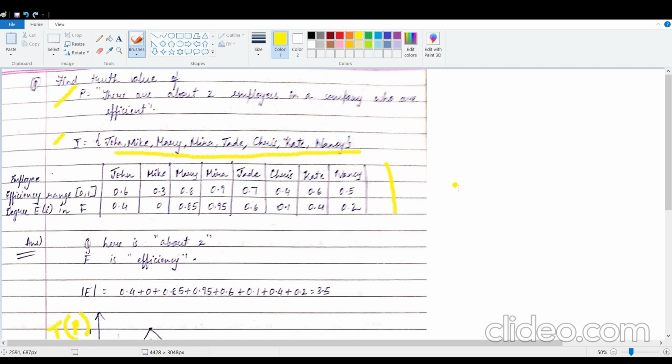The second row indicates the efficiencies of these people in a range of 0 to 1. So these are like absolute values. The third one represents degrees of efficiency in F of these values. So why do I have different values in the third row when I compare them with the second row? What do these indicate? How are the values in row number 3 different from the values in row number 2? I'll give you a couple of minutes to understand this.